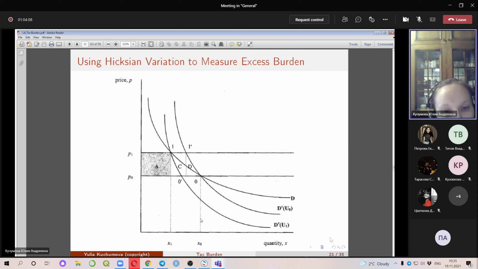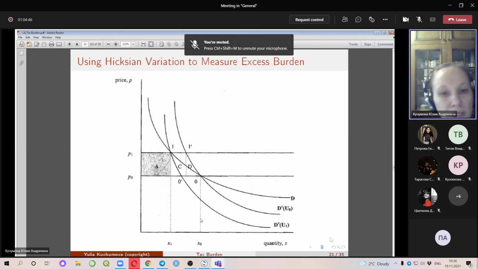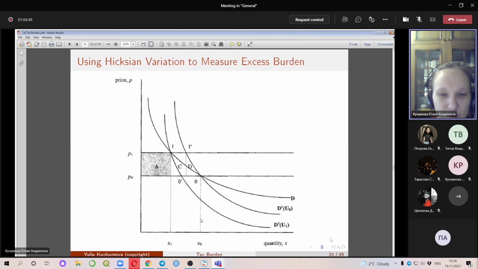And the corresponding change in the Hicksian consumer surplus would be the area, I want to say below, but it's actually to the left, of this compensated demand curve corresponding to utility level U1, between these two horizontal lines P0 and P1, right? So there is no letter for me to call it. It's letter A plus this small triangle that is not denoted by any letter.